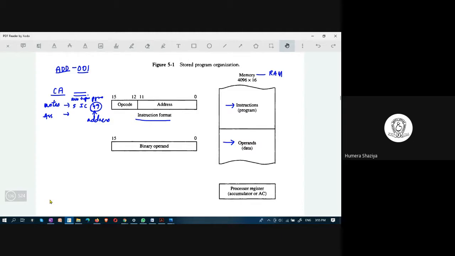In this instruction format, what is this address? This address is the address of the instructions as well as operands. This RAM will have addresses. This has locations. Each location has an address.